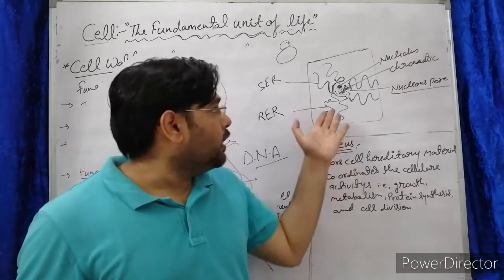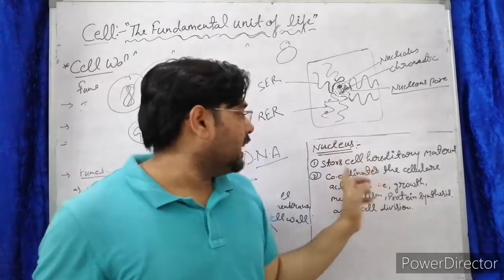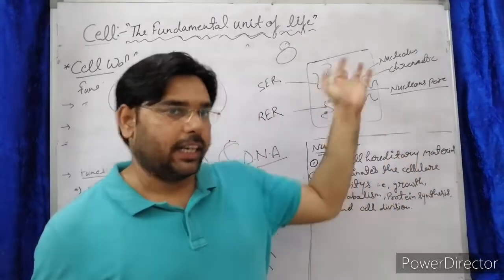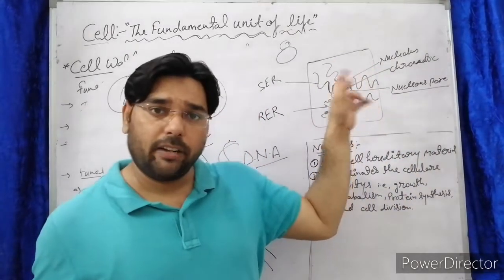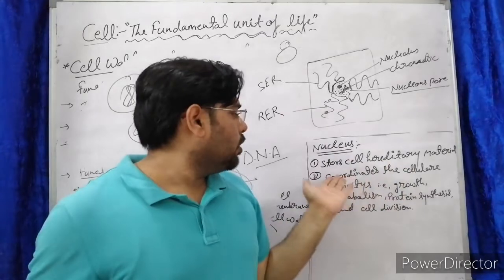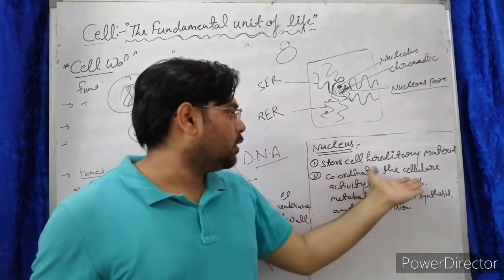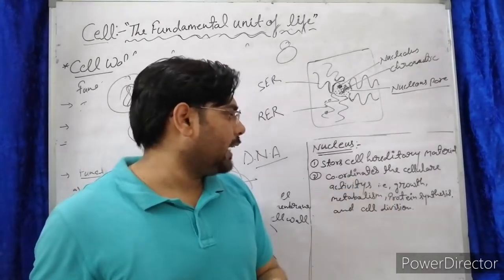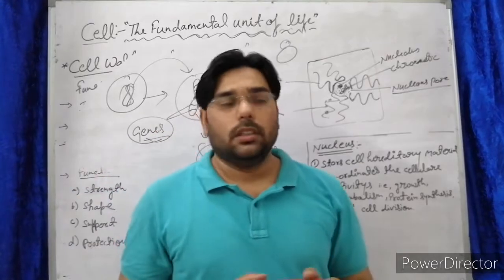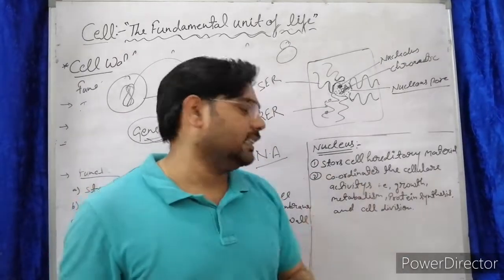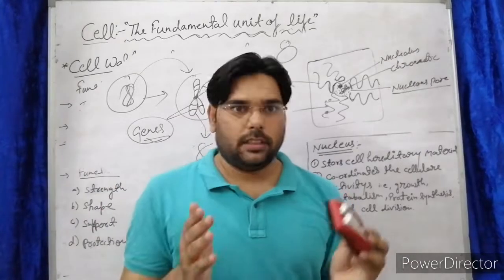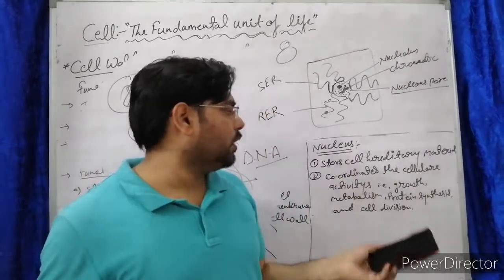Okay, now what other functions does the nucleus have? The nucleus contains genetic material in the form of chromatin thread, as we have discussed. The second function is that it coordinates cellular activity such as growth, reproduction, protein synthesis, etc. Okay, these are the functions of the nucleus.